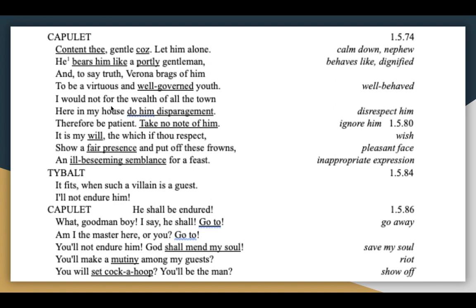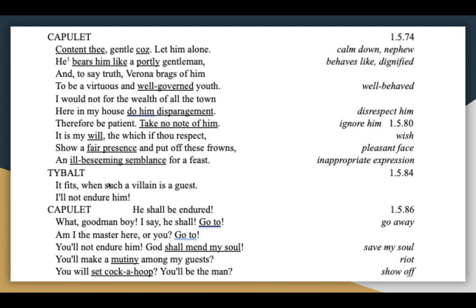"I would not for the wealth of all the town here in my house do him disparagement." So I'm not going to do anything in my house. I will respect him whilst he's here. "It is my will, the which if thou respect, show a fair presence and put off these frowns and ill-beseeming semblance of the feast." So again, he's just saying, look, leave him alone. I'm telling you that is an order. Be nice, drop this, leave him alone.